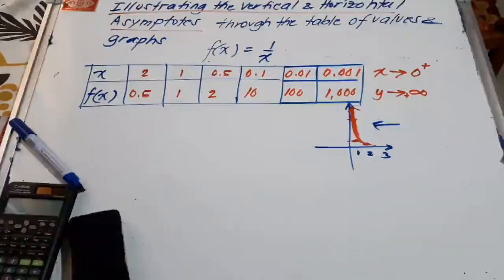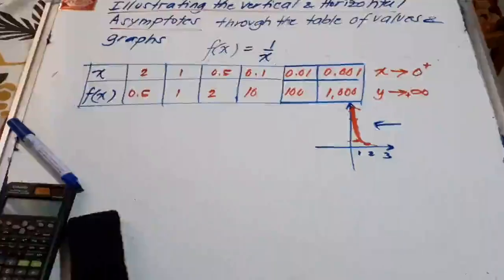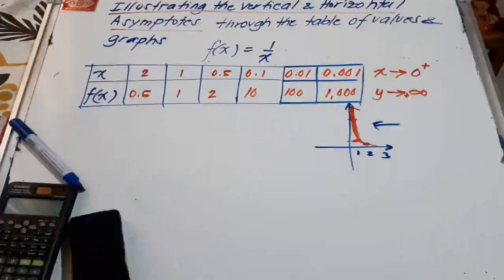Okay? So, this is the table of values na nagpapakita na pag papalapit ng papalapit yung values of x to 0 from the right, y is increasing indefinitely. Sabihin, pataas siya ng pataas. Okay?